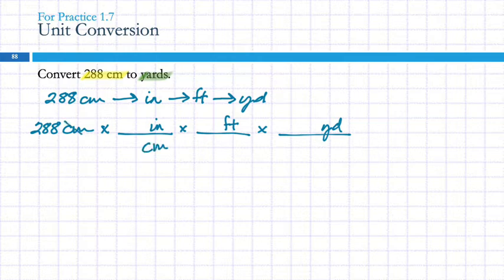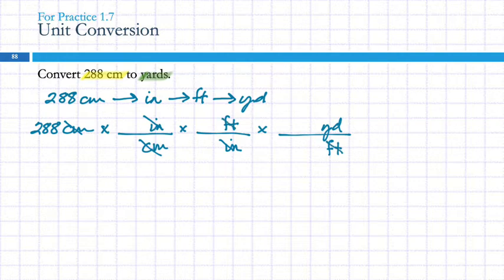And then those are going to cancel. And so here I'm going to have that unit, inches. And the inches are going to cancel. You don't want to scribble them out because you still need to be able to read them. And what do I want down here? Feet, right?